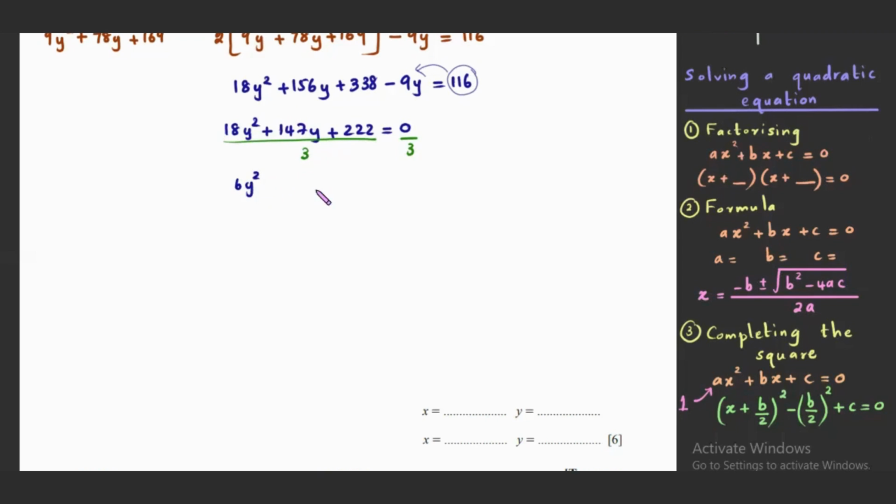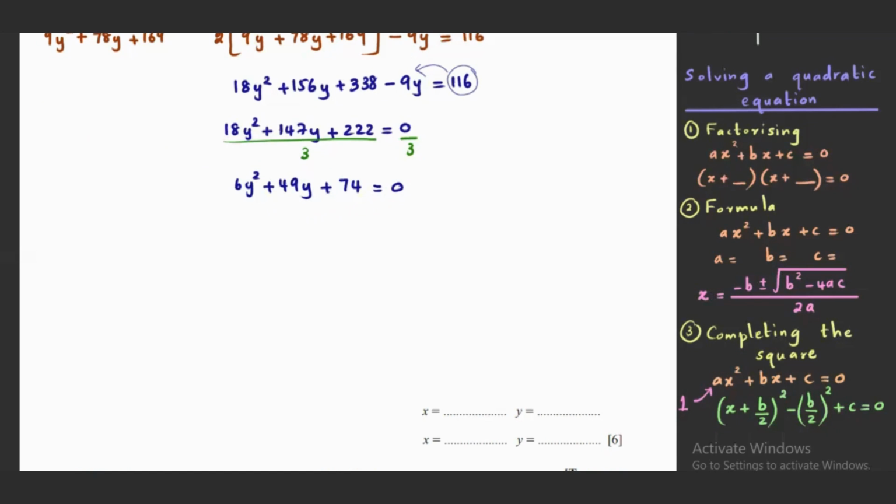147, when I divide by 3, I get 49y. And 222, when I divide it by 3, I get 74. And on the right side, when the 0 is divided by 3, that will anyway be a 0. So this 0, no matter what number is used there, will always give us a 0. Now, this is the quadratic equation that we have.